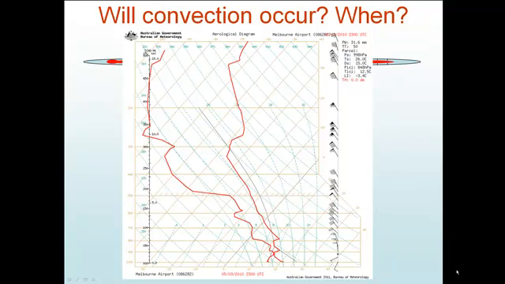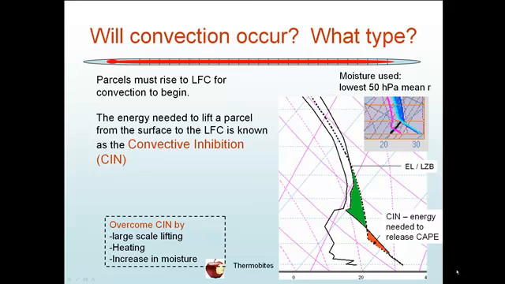Remember, for that area bounded by the equilibrium level and the level of free convection, there's a positive area between the environmental virtual temperature profile and the parcel virtual temperature profile. But also on this trace, there's a region where the energy is negative. That is, an ascending parcel is cooler than its environment. We want to get parcels to the level of free convection for convection to begin, and so the energy that's required to lift a parcel from the surface to the level of free convection is known as the convective inhibition. That's illustrated in the schematic on the right.